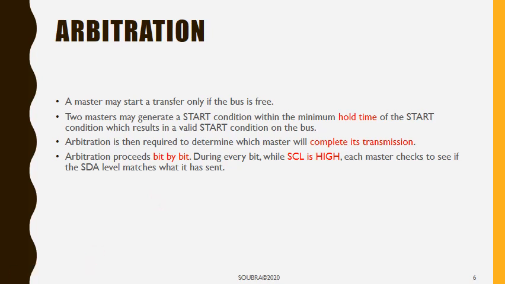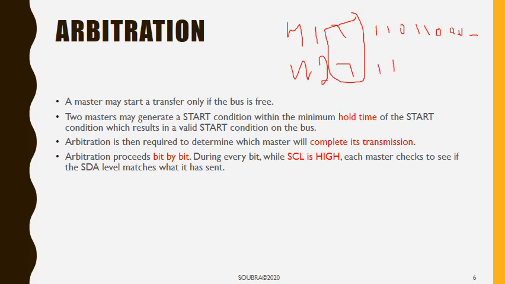Let me use a pen here. So let's say master 1 and master 2 started with the start condition. Remember, I'm not going to re-explain what a start condition is. And then they're going to start transmitting some data. Say 1 1 0, etc. I'm going to finish up the byte here. And this is for the acknowledgement. And this one as well is sending 1 1 1 0 0 1 1, and for the acknowledgement as well.